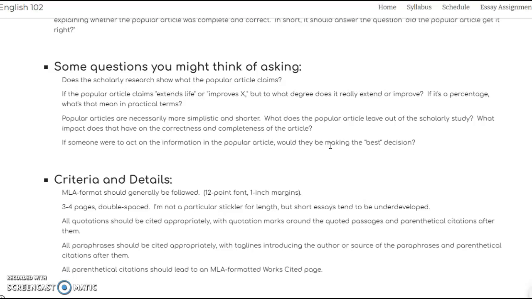Okay? MLA format should generally be followed. That's 12-point font, 1-inch margins. I'm not really concerned about a heading because you're going to be turning stuff in online and all of that detail will come with me. Page numbers are really helpful as I am working, however. 3 to 4 pages, 3 to 5 pages, again, double spaced, not a particular stickler for length. Short essays tend to be underdeveloped. Quotations need to be cited appropriately with quotation marks. Paraphrases should be cited appropriately with taglines introducing the author or source of the paraphrase and parenthetical citations. We'll talk about some of that stuff. And then all parenthetical citations should lead to an MLA works cited page.